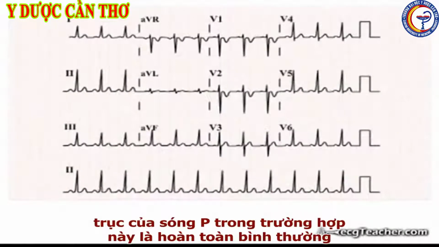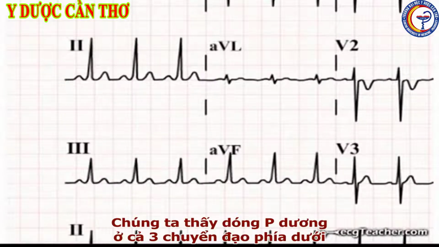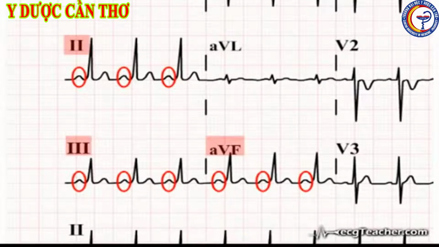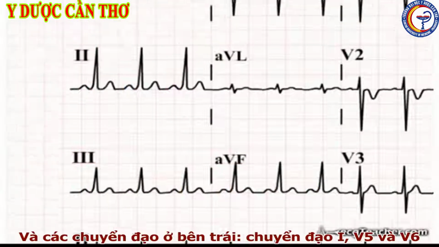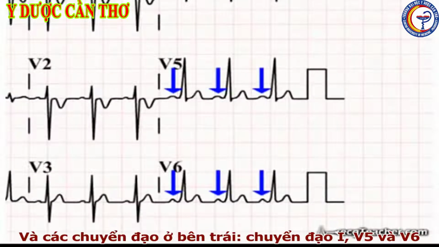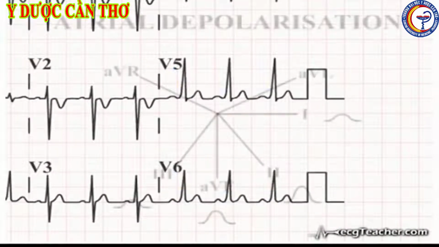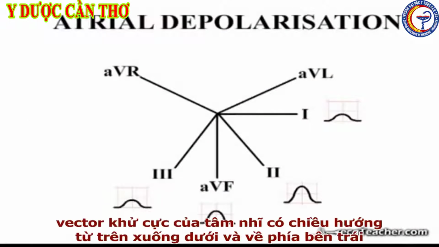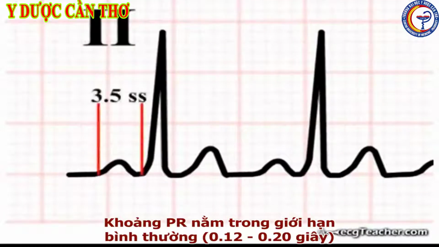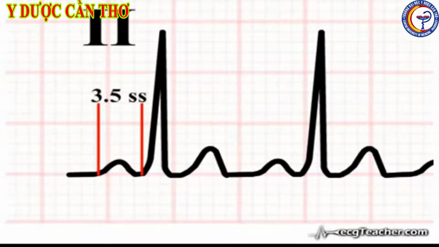In fact, the P wave axis is normal. We find upright P waves in both the inferior leads 2, 3 and aVF, and the left-sided leads, leads 1 and V5 and V6. This indicates that the bulk of atrial depolarization is proceeding downwards and to the left. Also, the PR interval is within the normal range.